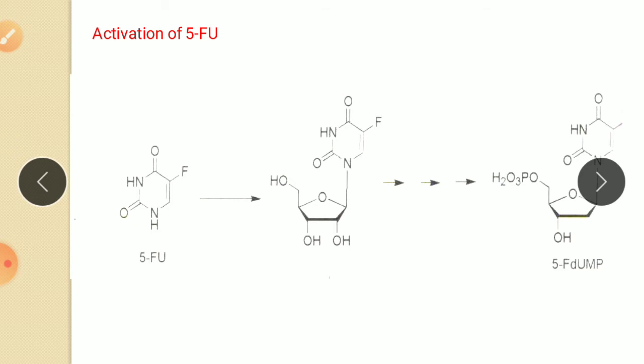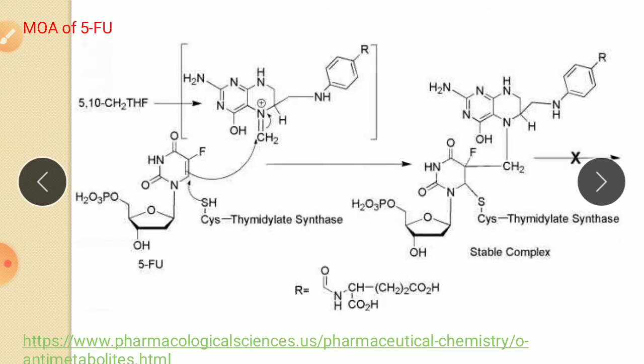Similarly, 5-fluorouracil after addition of a sugar molecule is converted into a nucleoside, and then a phosphate group is added and it is converted into a nucleotide. So the active form of 5-fluorouracil is 5-FdUMP, fluorodeoxyuridine monophosphate. This is the activation of this drug after addition of sugar and phosphate group. Next is how 5-fluorouracil actually acts.